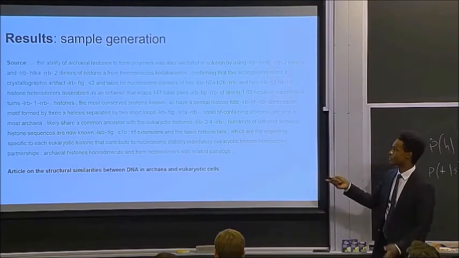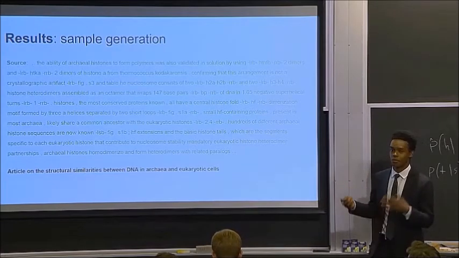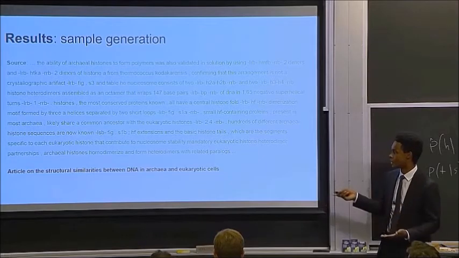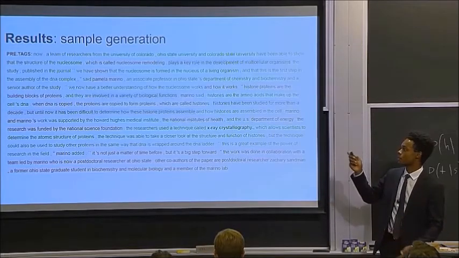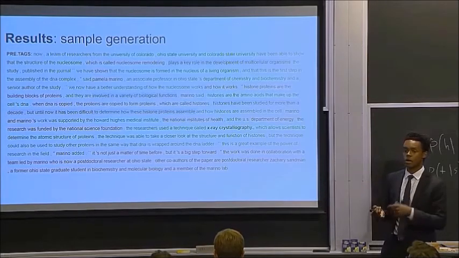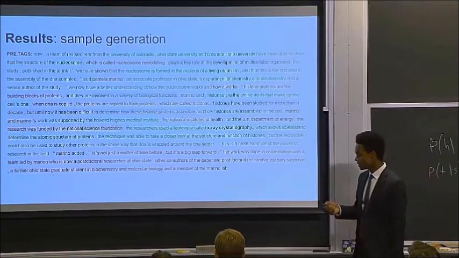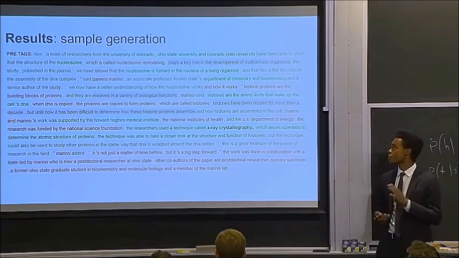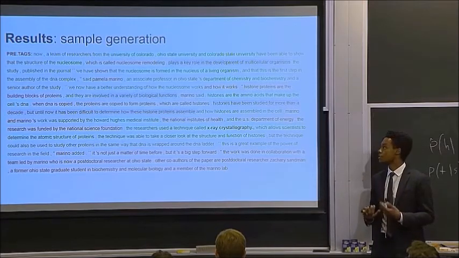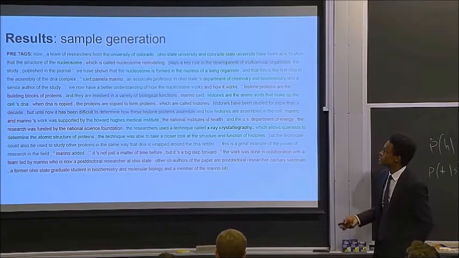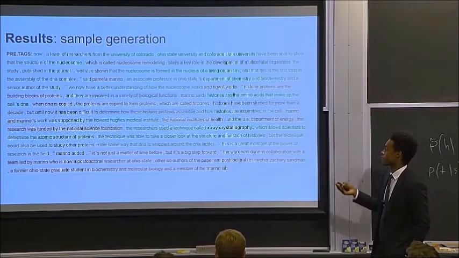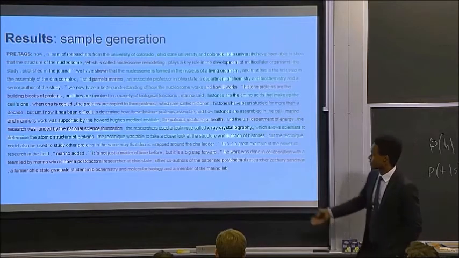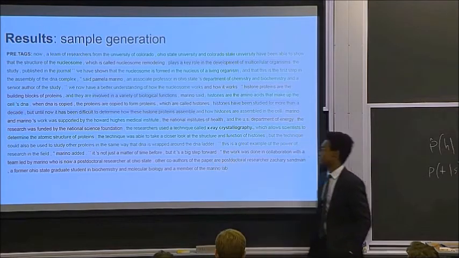So here's an article from the source. We don't have to read the whole thing, but from what I gather, it's on the similarities between archaea and eukaryotic cells. And so this is the generation from transfer learning on our self-attention model. And so in green is correct information, red is incorrect information, and purple is information that could be correct, but is not in the source. And so as you can see, the model learns tons of correct phrases and conceptual ideas. However, there are some issues with accuracy and repetition.